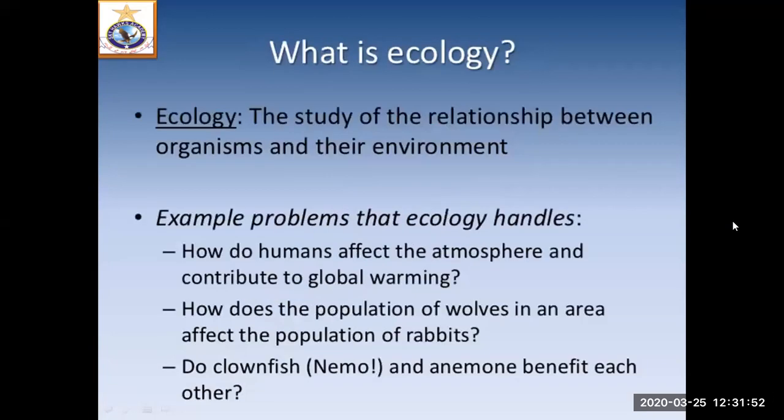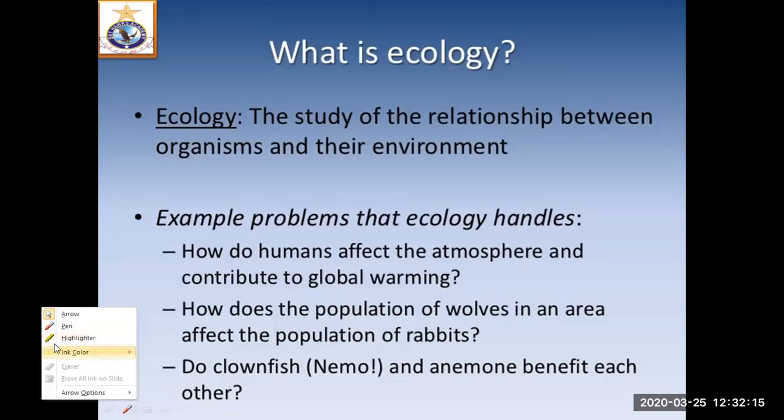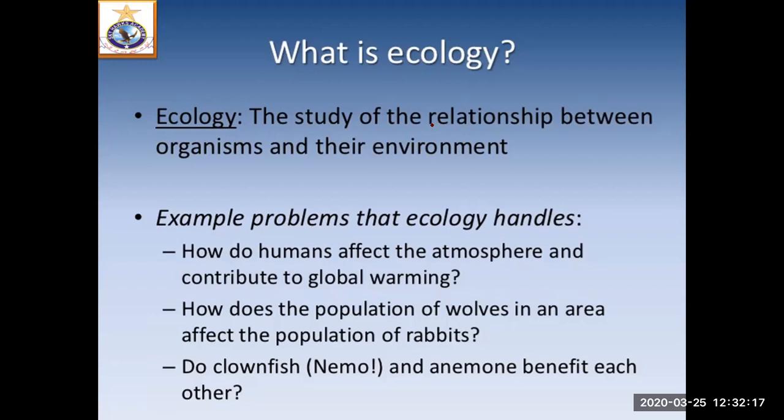Let's see the next one. Well, the big question is ecology. What is ecology? Ecology is the study of the relationship between organisms and their environment. Now, this is the key word: it is the study of the relationship. What I mean to say is the relationship between organisms and their environment.